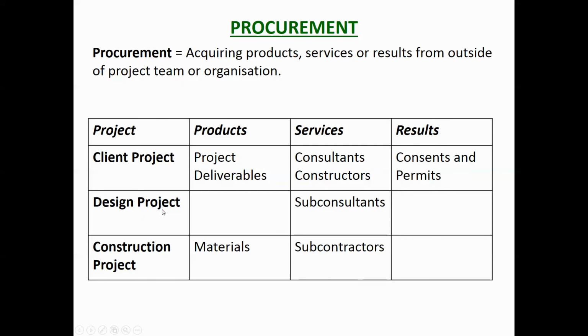For a design project, the consultant might be procuring services as sub-consultants, but there aren't many products that they are actually procuring as part of their work. So remember, we're talking about things that you're buying. They are producing products: the design, the tender documents. But for their project, what the consultant needs to procure is really just subcontractors. And on the construction project, the constructor needs to procure materials, and he needs to procure the services of subcontractors. So that's just the general idea of what each of those different projects needs to do along the lines of procurement.